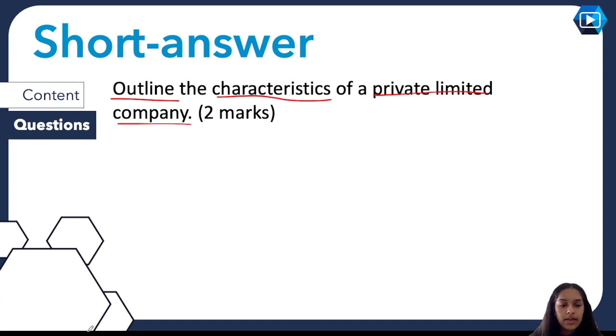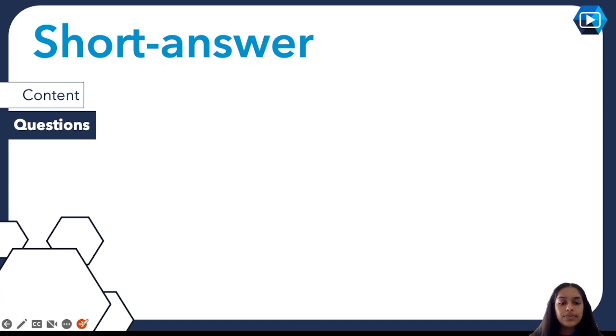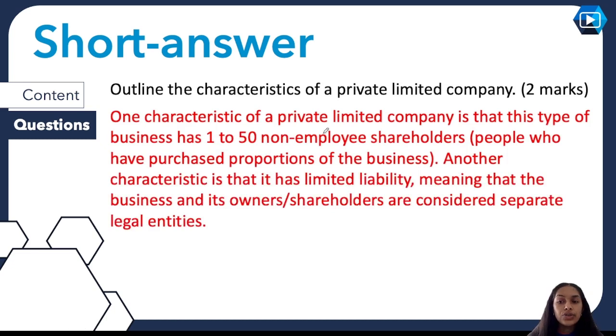Okay, so this one's worth 2 marks, so nothing too crazy, but essentially what we're looking at is starting off with a bit of a definition. So one characteristic of a private limited company is that this type of business has 1 to 50 non-employee shareholders, people who have purchased proportions of the business. So they've started by underlining, jumping straight into it by providing the first characteristic.